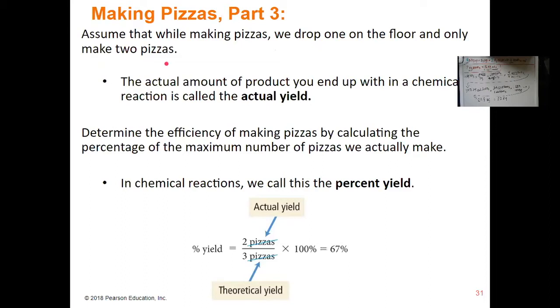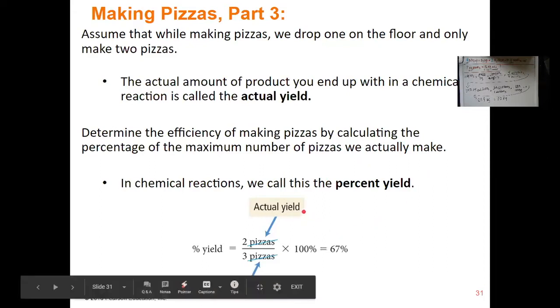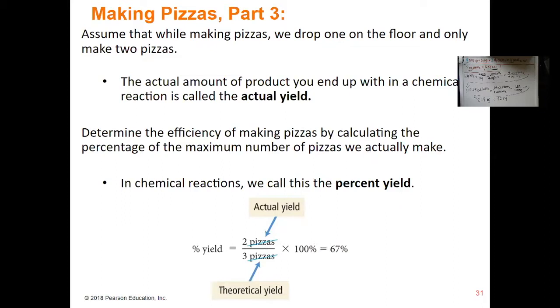We can determine the efficiency of a chemical reaction by comparing the actual yield and the theoretical yield, and that comparison is called the percent yield. So if we take our actual yield, divide it by our theoretical yield, and multiply it by 100, what we're calculating is our percent yield. A very high percent yield means that we had a very efficient reaction. A low percent yield means it was extremely inefficient.